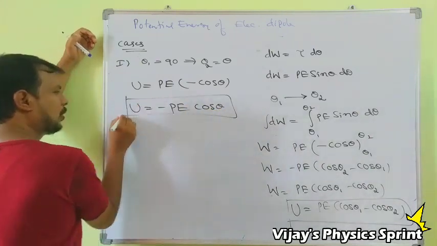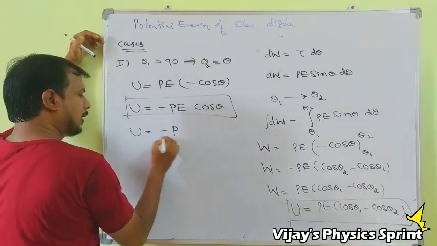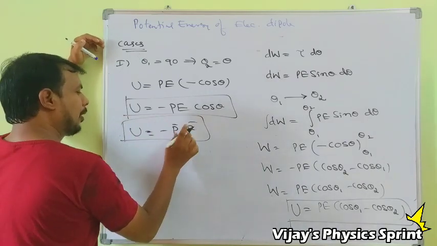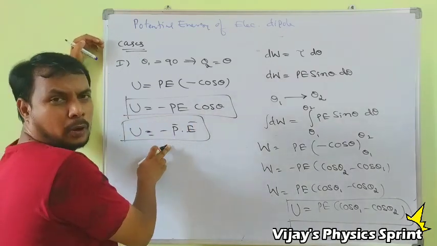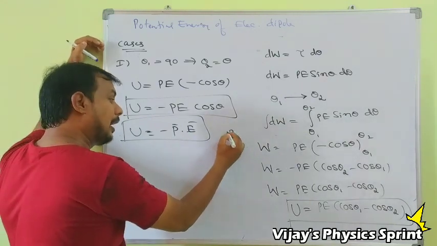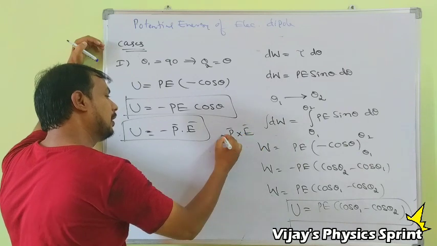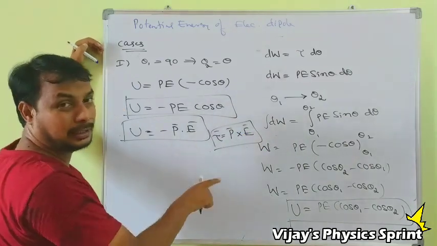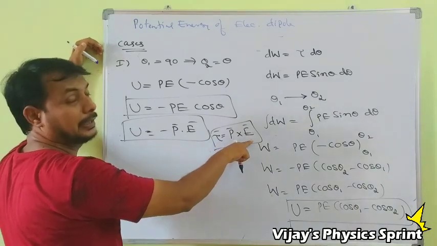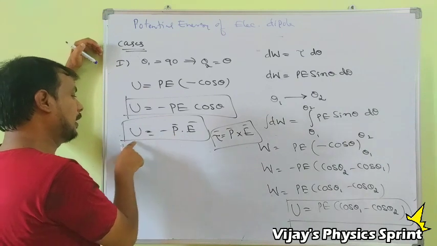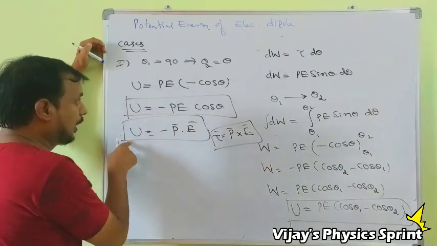This is the energy stored, also written as minus P bar dot E bar, a dot product of the dipole moment vector and the electric field intensity. If it is a cross product, the vector which equals tau, the torque acting on the dipole, is the vector product of the dipole moment and the electric field intensity, and the dot product or scalar product is what gives the potential energy.